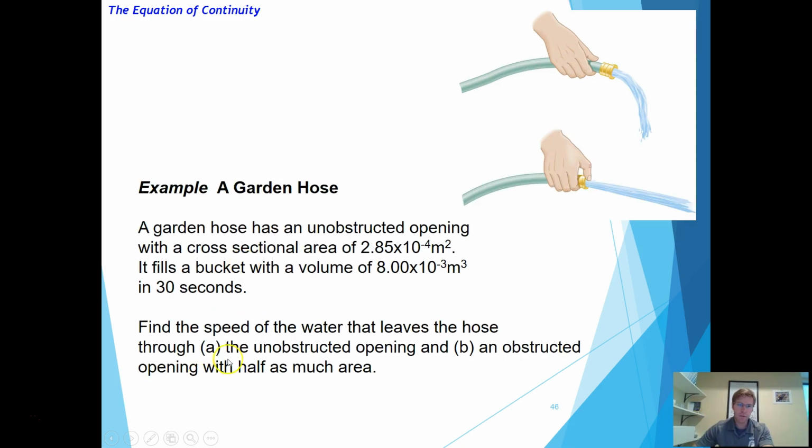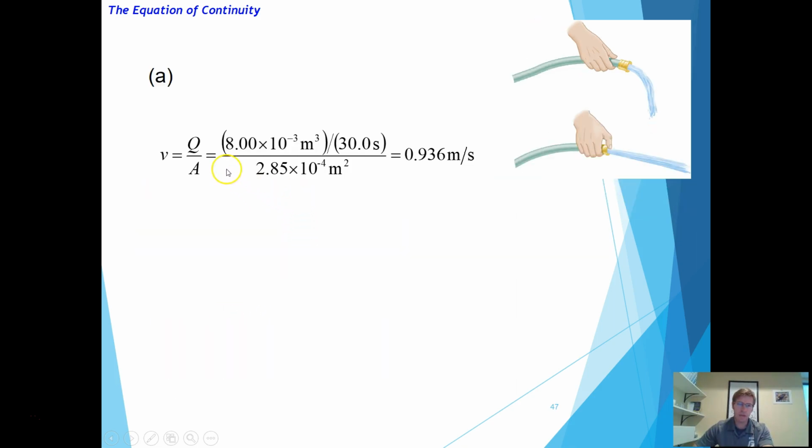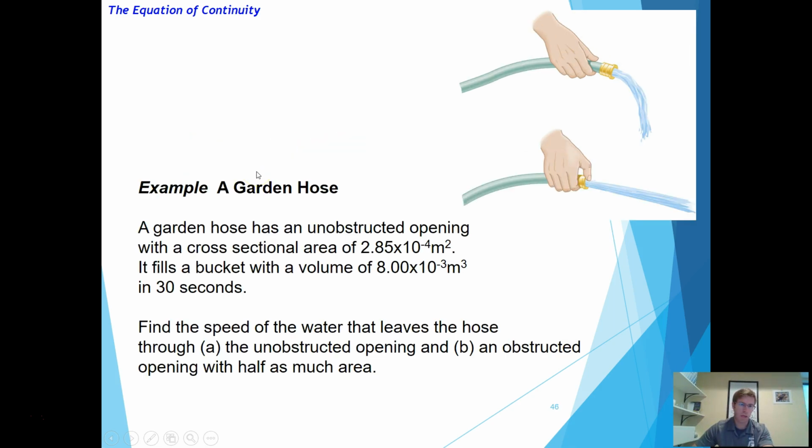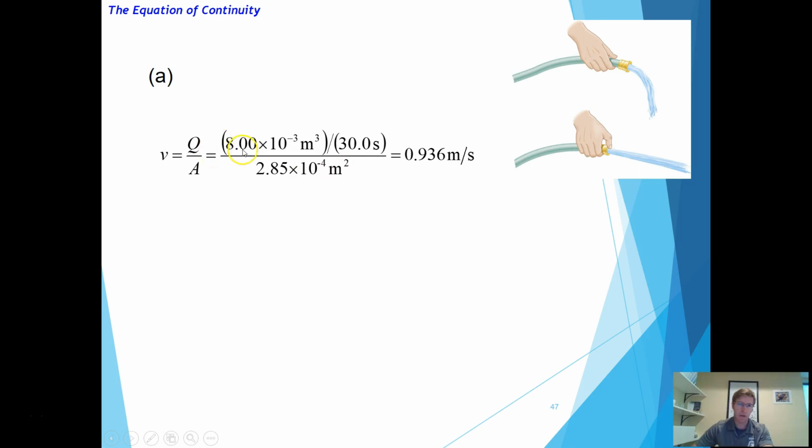So, first question is to find the speed. All right, so speed is just volumetric flow rate over the area. Volumetric flow rate is volume divided by time, and the area was already given to us in the problem statement. So our volume, 8 times 10 to the negative third meters cubed, divided by the 30 seconds, and then divided by the area, we find, boom, that we get a box-worthy speed of 0.936 meters per second.